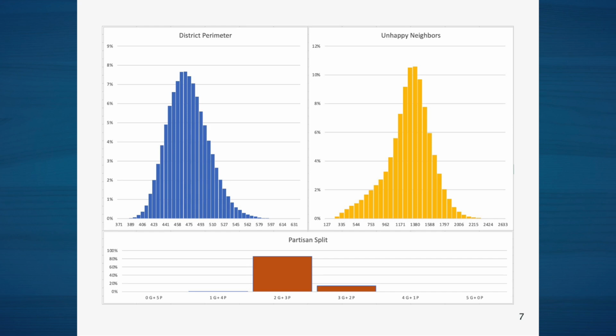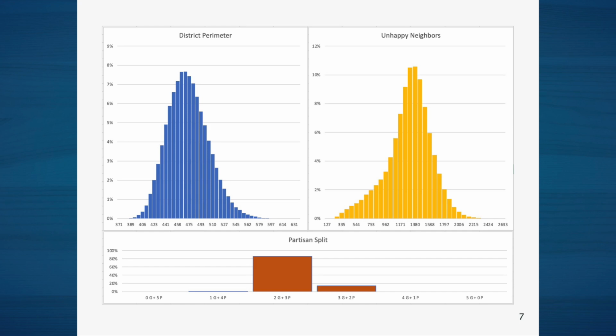Occasionally, about 20% of the time, it was 3 green and 2 purple. Very, very rarely, like 0.1% of the time, it was 1 green and 4 purple. And actually never in 1,000,000 maps was it 4 green and 1 purple. It didn't happen at all, okay?